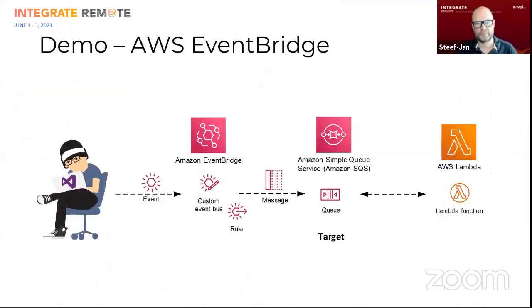Given that, I also prepared a demo for this, something similar to what I just walked through. An event is emitted by an application I built in Visual Studio. It will send the event to what's called a custom event bus inside Amazon EventBridge. I created a rule, and the rule will send the event as a message to a queue, and that's the target. Then, for instance, a Lambda function can poll that queue and do something. I'm just going to show you all the way up to Amazon SQS.